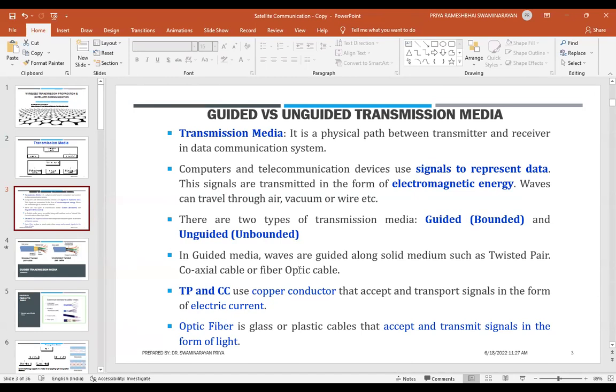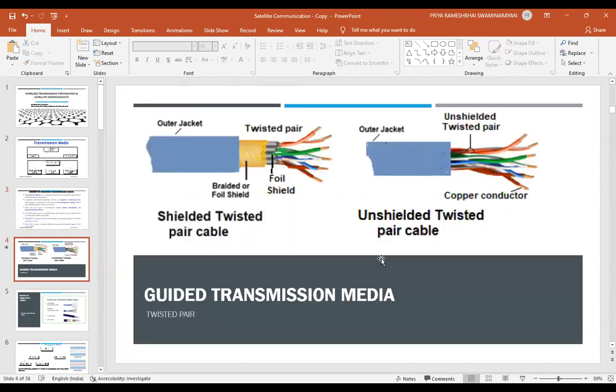Now, as I said, there are mainly three examples of guided media: twisted pair, coaxial cable, and fiber optics cable. Twisted pair and coax are both made up of copper wire, and in copper wire we can transfer data in the form of electromagnetic waves or current. But if our devices are connected with fiber optics cable, then the fiber is made up of either glass or plastic, and we can transfer data in the form of light.